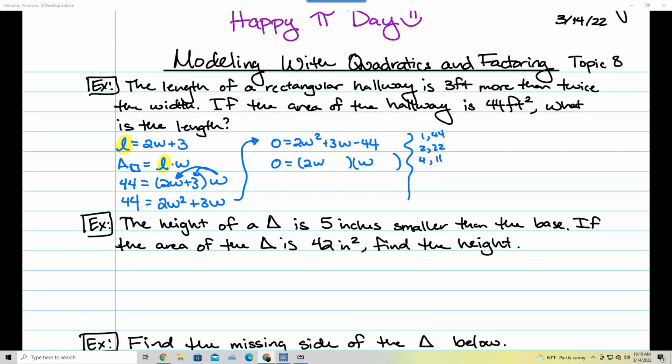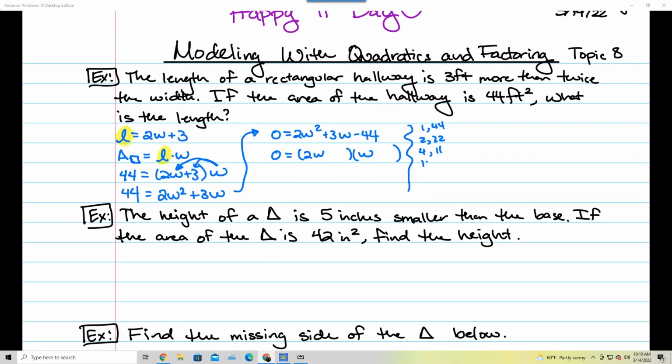There is no 5. There is no 6. There is no 7. There is no 8. There is no 9. There is no 10. There is an 11, though. That's 11 and 44. 11 and 4, but who cares? That's not going to work. All right, and you're going to try all these different combinations, and just because I've done this a few times, you're going to realize that this is the combination that works. And again, this is just trial and error, guys.